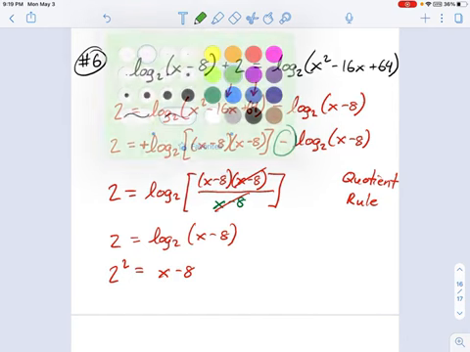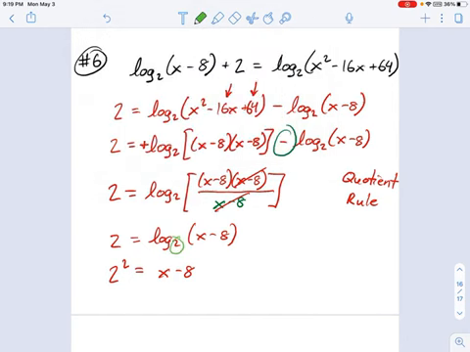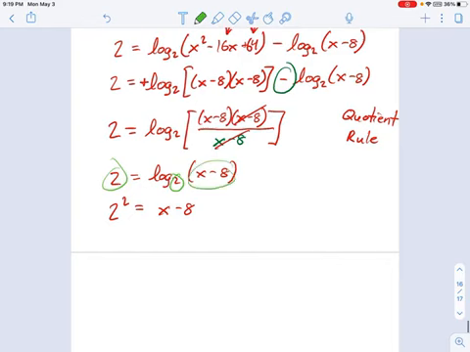Okay, and the order that I'm reading these steps off to do that is I say 2, that's the base, to the exponent, so 2 squared, equals the argument, x minus 8. So now, if we have 2 squared equals x minus 8, well, that's just 4 equals x minus 8. Add 8 to each side, we get x equals 12.